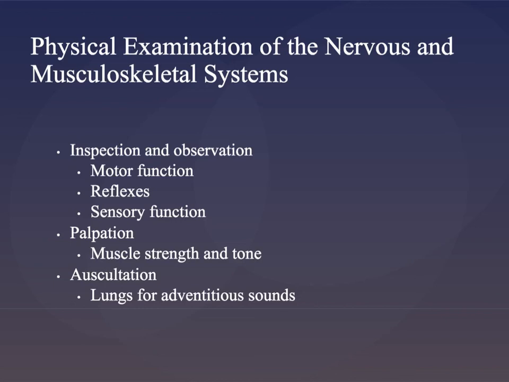Okay, when we're doing that physical exam, inspection, observation, so looking at the motor function, doing our reflexes, looking at our sensory function, palpating the muscle strength and tone. Remember, when we're palpating, we need to be doing both extremities at once so I can compare them at the same time. We can't just assess one side because that's not going to tell me if there's something wrong with the other side. Always assess the lung sounds because our nervous system can affect our ability to breathe as well. So lung assessments always need to be done with neurological assessments.